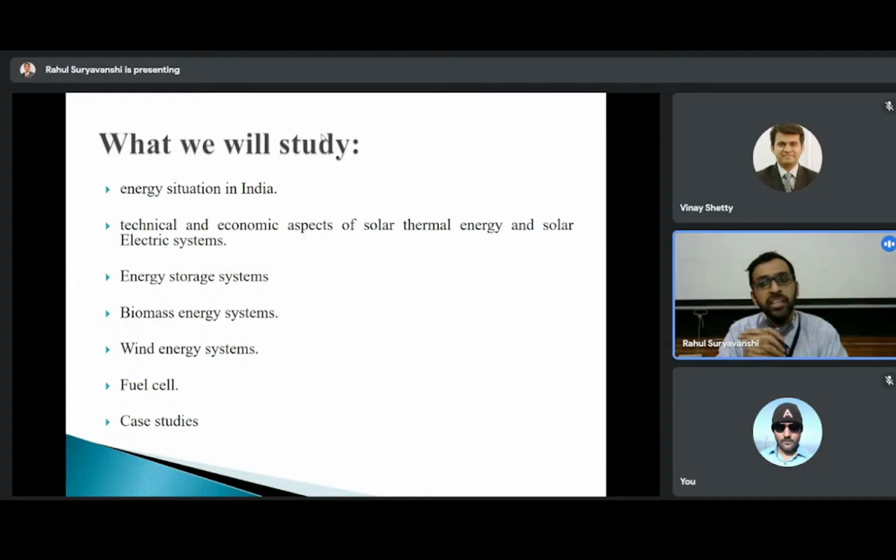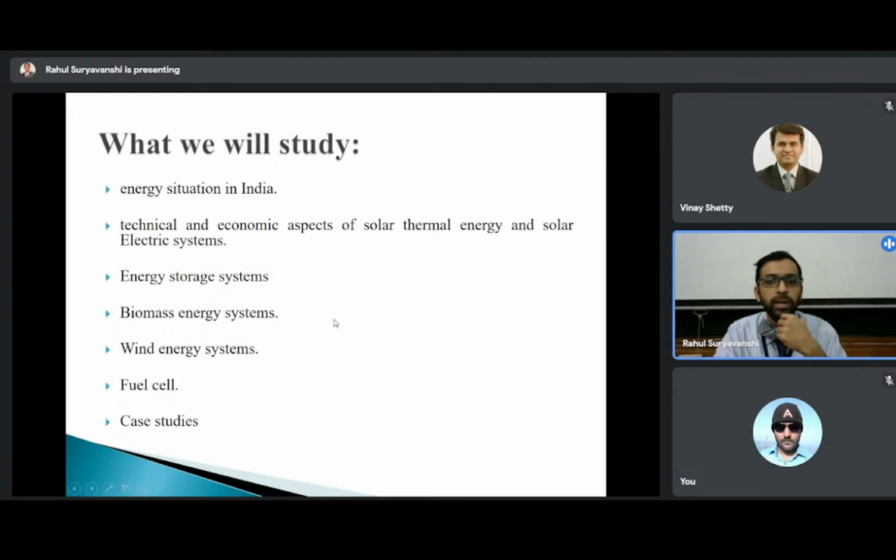Apart from that, we will be studying the technical and economical analysis of the entire electrical system. Then, what are the different types of battery storage systems? As we are coming across electric vehicles, the battery plays a very vital role. So what are the different types of batteries available? How can we design the batteries? Those things we will be studying.